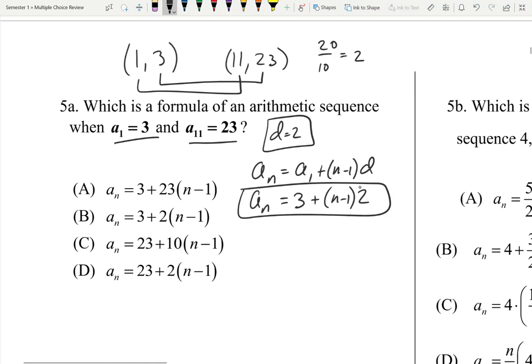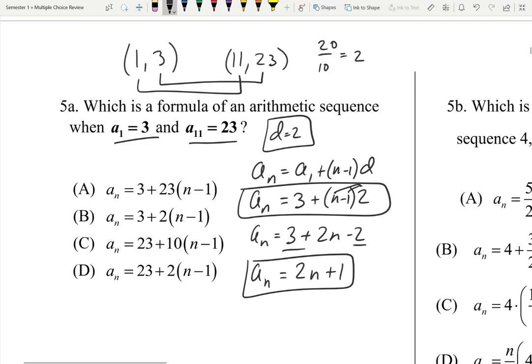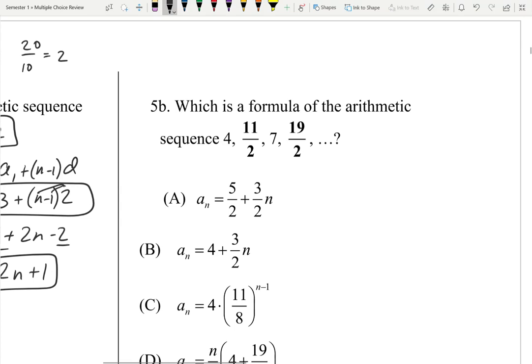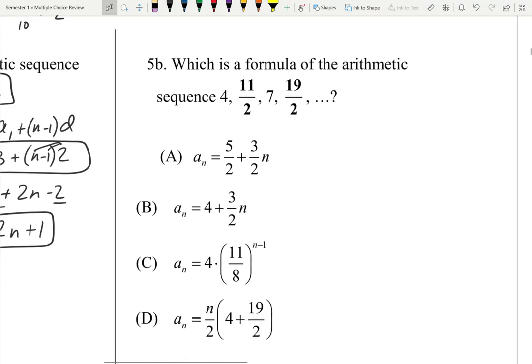Now normally we'd simplify this and we'd say a sub n equals 3 plus 2n minus 2. We'd combine our like terms and we'd get 2n plus 1. That's the most simplified way to do it. But they didn't do that for the question, so we need to be able to do both ways.